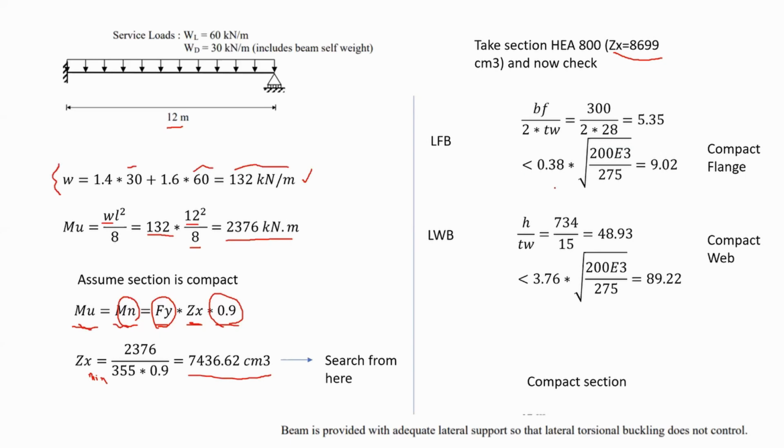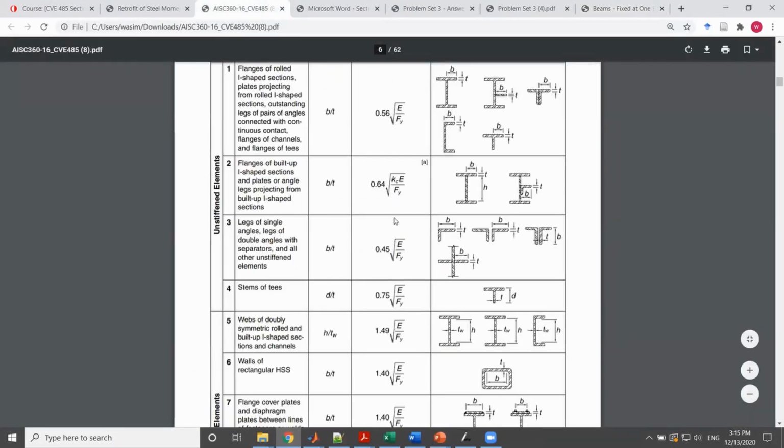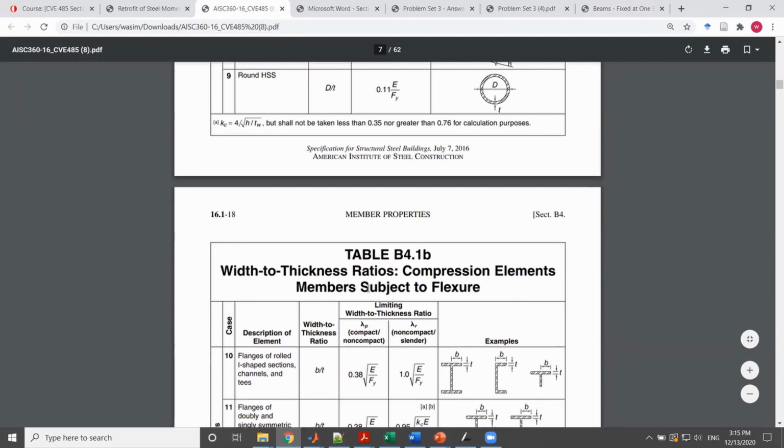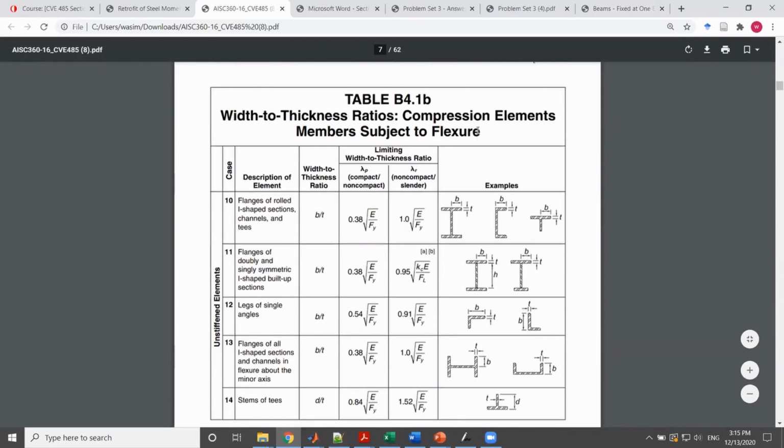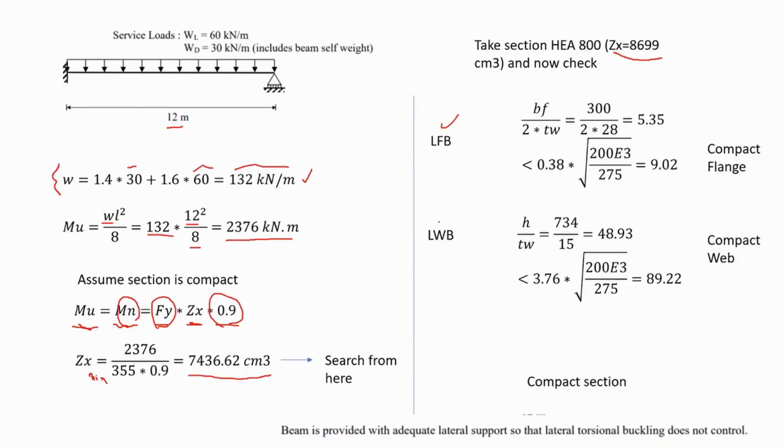Now we have to check for the compactness of the section before we continue solving. So if we check for the compactness of the flange, just similar to what we have done before, we go back again to the tables of AISC in here and notice that this is under flexure. You will check which case is suitable for you. It is a wide flange, and you would carry on. So no need to repeat that.